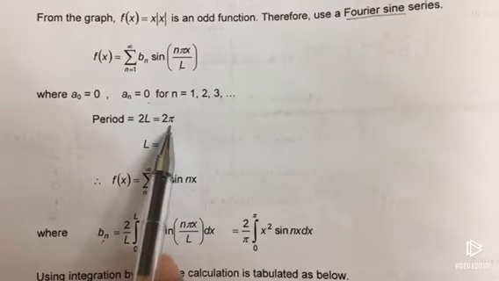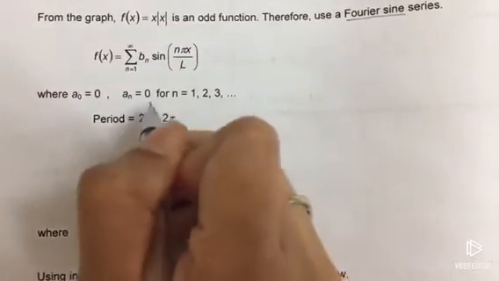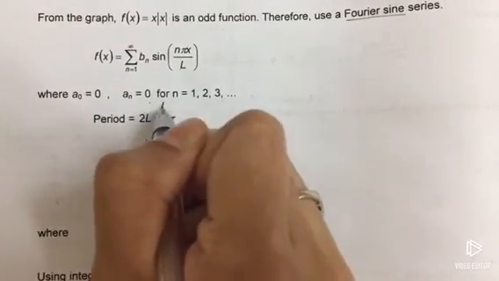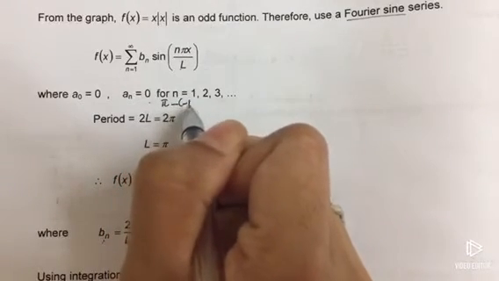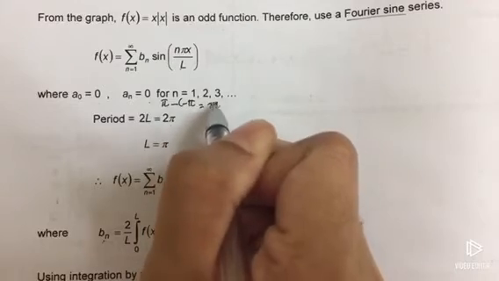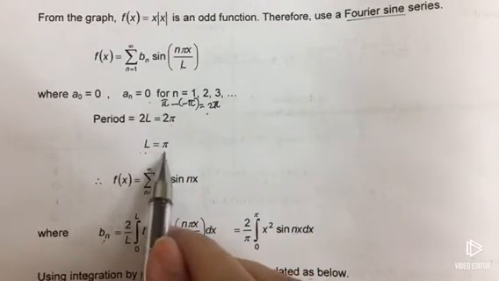How do we get this one? From pi, 2L equal to pi minus negative pi, so equal to 2 pi. From 2 pi, we identify L. L equal to pi.